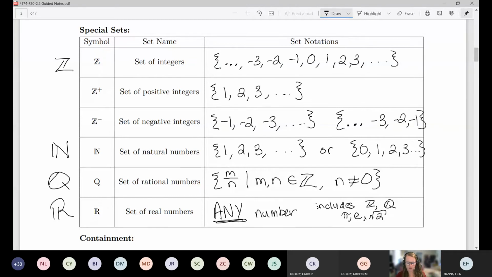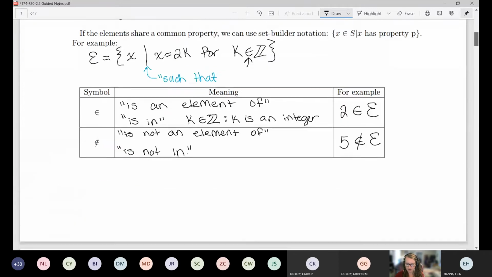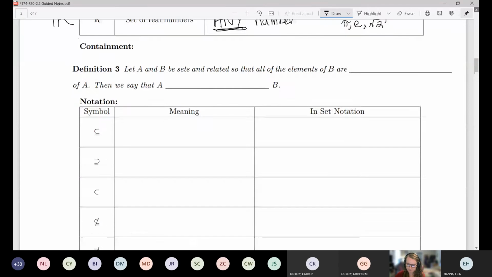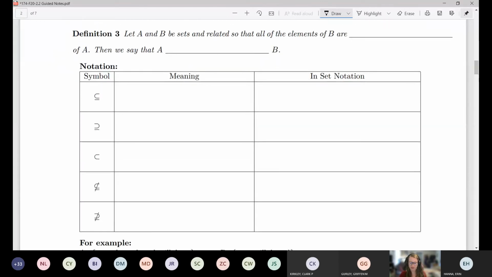So now we have to talk about the idea of what's called containment. Just above, we talked about how to write that an element is inside of a set, but sometimes you want to say that you have one set that is contained in another set, where every element of this one set is also an element of the other set. So let A and B be sets and related so that all of the elements of B are also elements of A. So every element of B is also an element of A. We would say that A contains B. Now, A might have more elements than B does. That's fine. The only thing it needs is that every element of B has to be an element in A as well.